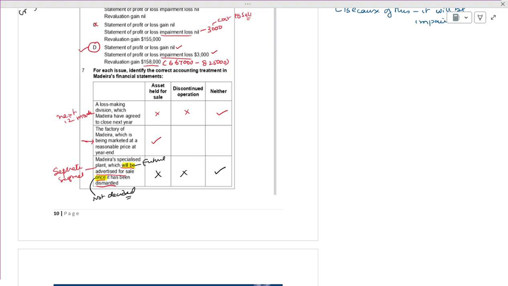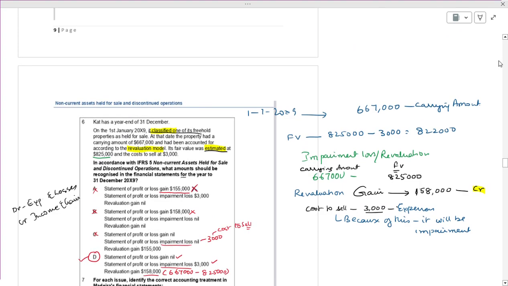See, the rule says that you are committed. The rule says that you have decided. The rule says that you have to sell it in the next 12 months. Understand? The rule says this. Means as per the rules we have to be very clear. They have agreed. Fine, you agreed, but you have not committed. You have marketed at a reasonable price. This is the condition, that you have to sell it at a reasonable price. Then it is asset held for sale. Is it okay with you this? Yes, doctor. Okay.